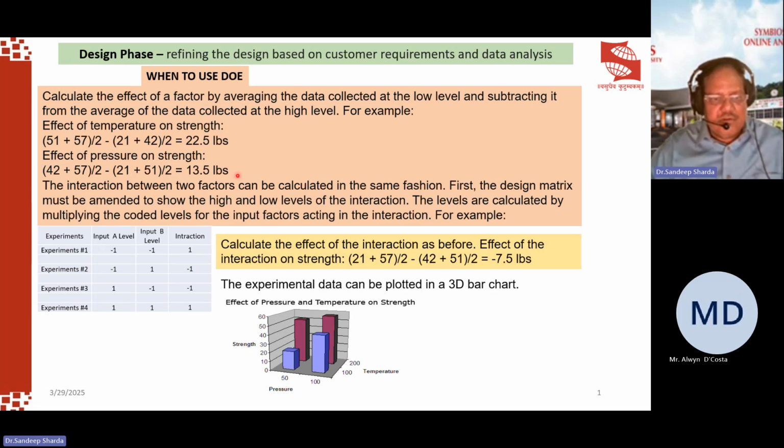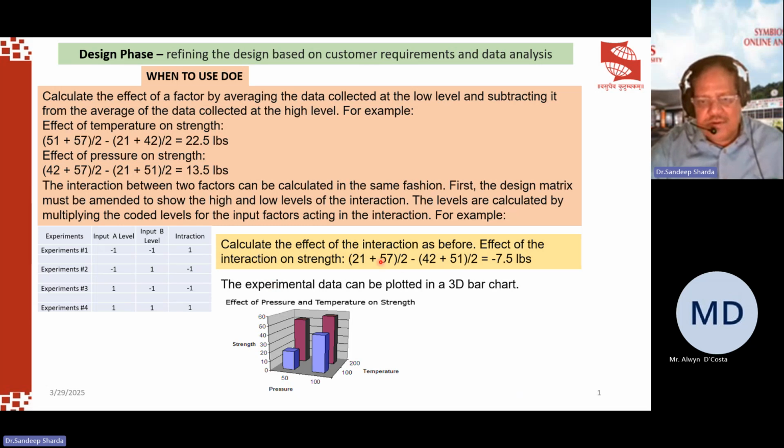The interaction between the two factors can be calculated in the same fashion. First, the design matrix must be amended to show the high and low levels of the interaction. The levels can be calculated by multiplying the coded levels of the input factors acting in the interaction. For example, for experiments 1, 2, 3, 4, level A is minus 1, plus 1, plus 1, minus 1, level B is minus 1, plus 1, minus 1 and plus 1, and the interaction will be 1, 1 and minus 1.